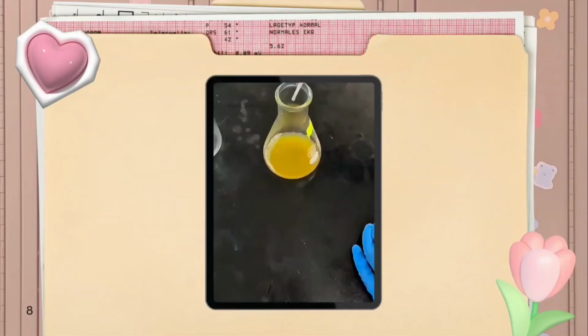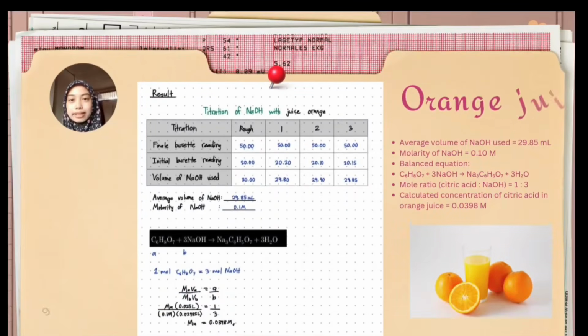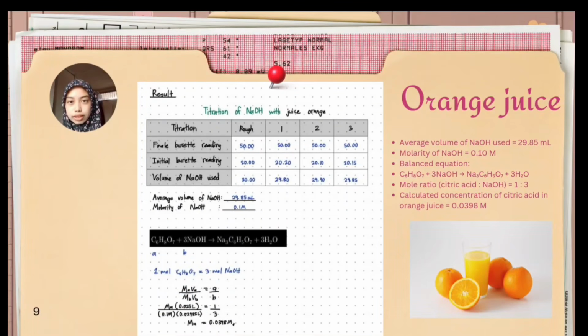At the endpoint, the solution changed color. The experimental data obtained were then analyzed to determine the citric acid concentration in each beverage. Let's go through the results one sample at a time.